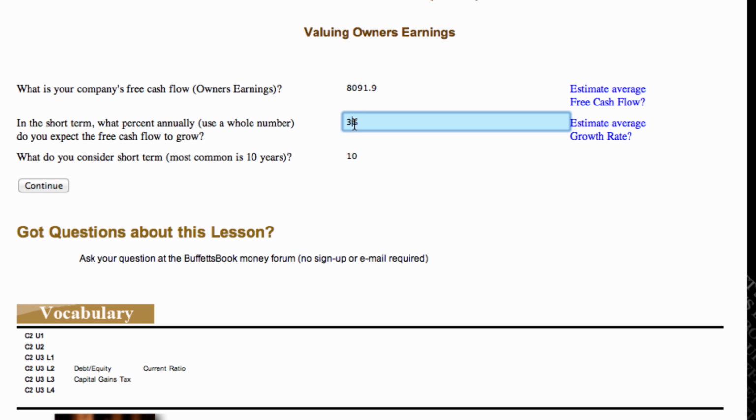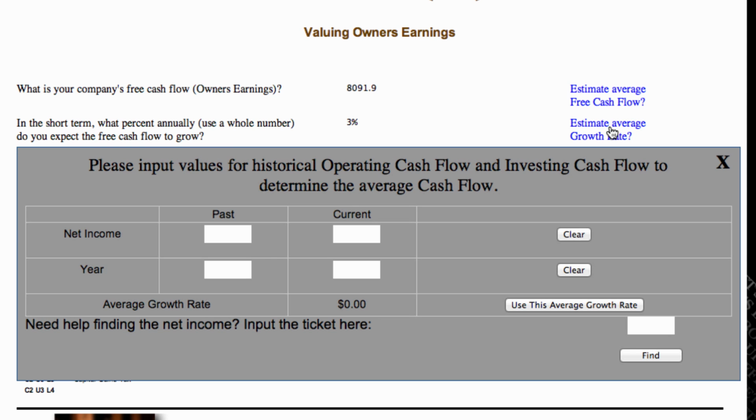7, 10%. Again, I have another tool over here on the right-hand side that's in blue. It says Estimate Average Growth Rate. And so what you can do is click on that, and then another window pops up to help you estimate what you think that the free cash flow might grow at. What rate do you think that's going to grow at?